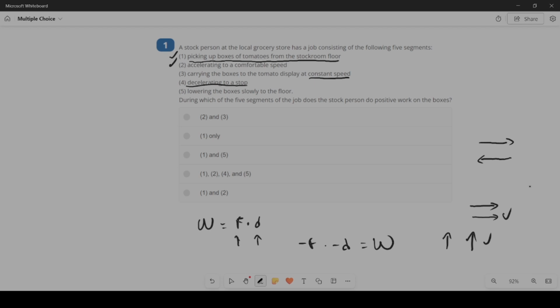And now lowering the boxes slowly to the floor. So since it's lowering the boxes slowly, that means that he's somewhat canceling the force of gravity by still holding the object up. So still applying a force up, but the object is going down. So opposite directions, this is also negative. So the answer is 1 and 2.